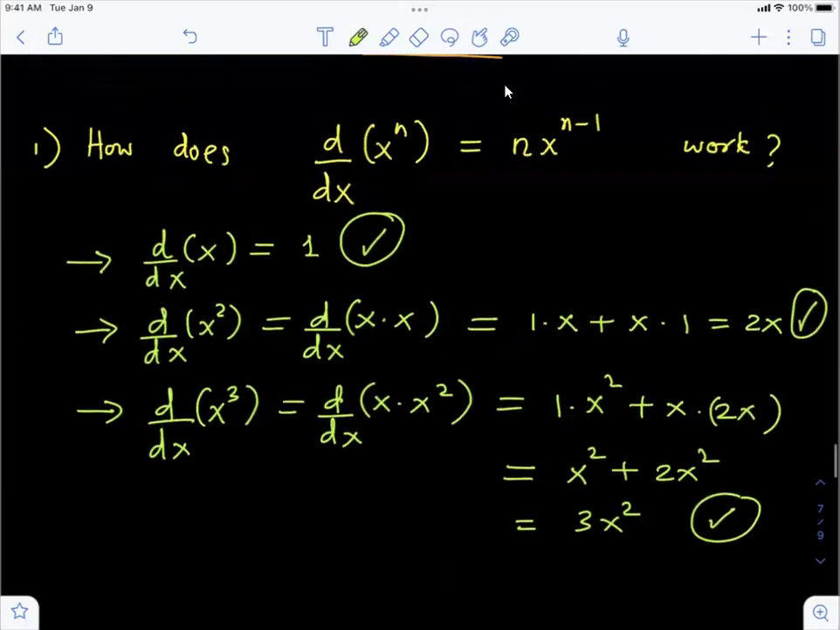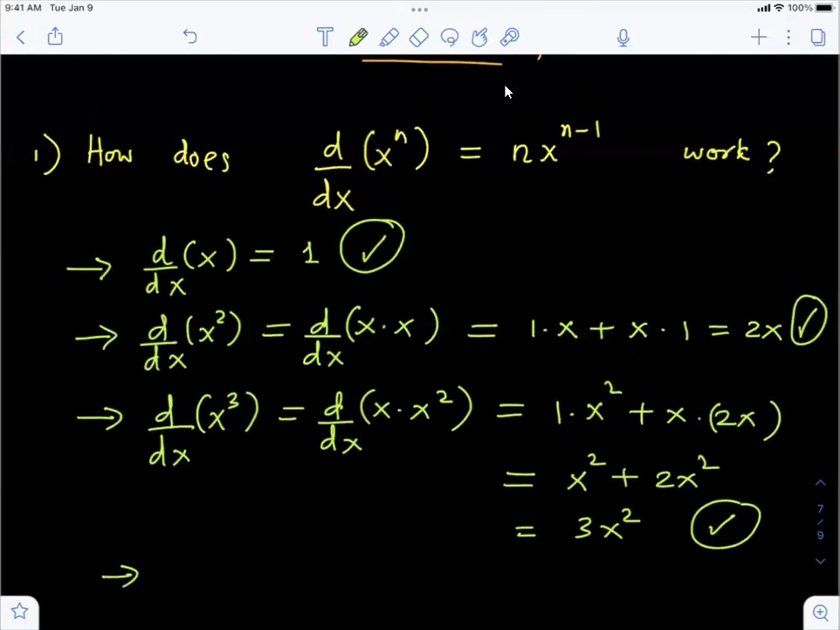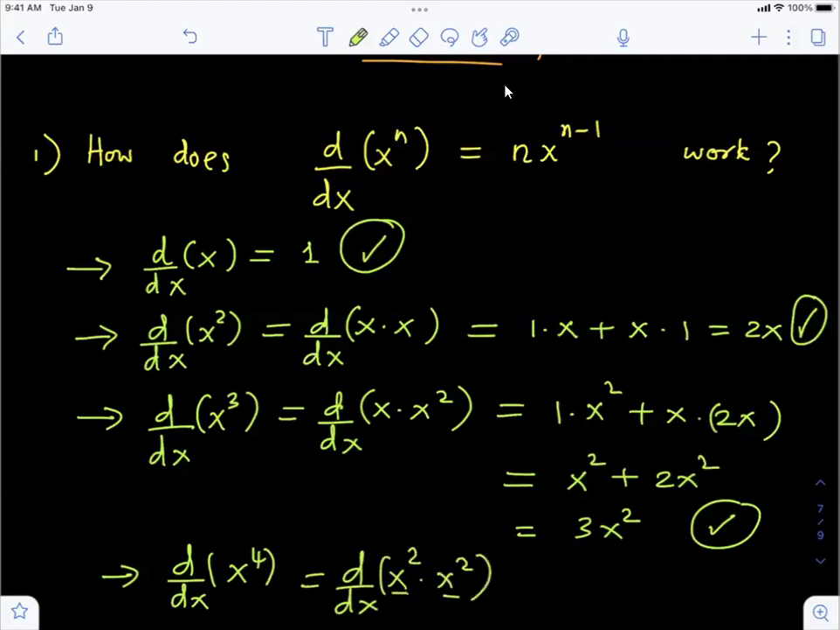Now, if you'd like to proceed, you can keep up with this process. The derivative of x to the 4 is given by x squared times x squared. You know the derivative of x squared for each case from step number 2, right here. And therefore, you can construct it, try it and see, do the work, and see if the product rule will result exactly in 4x cubed.